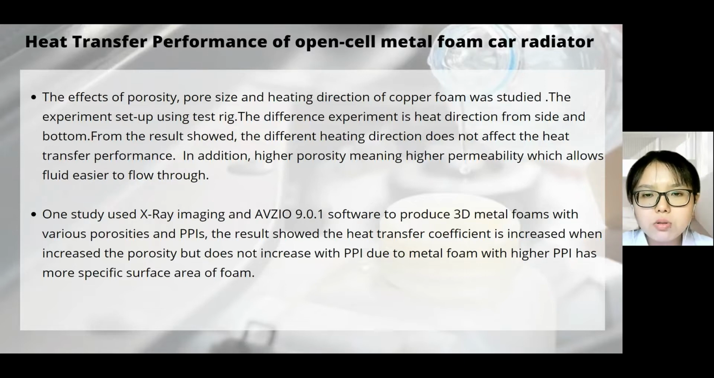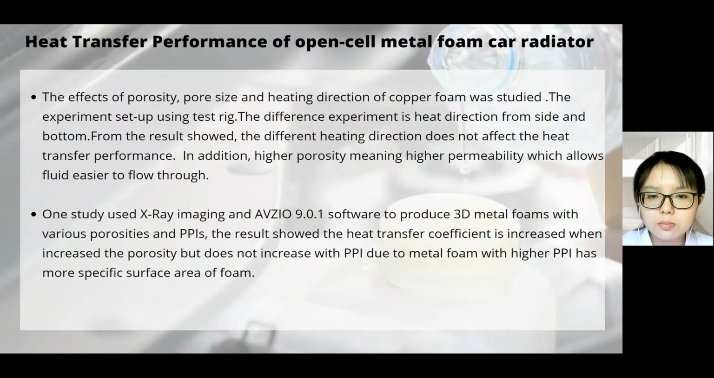One study used X-ray imaging and specific software to produce 3D metal foams with various porosities and PPIs, which is pores per inch. The result shows that the heat transfer coefficient increases when the porosity increases, but does not increase with pores per inch, because the metal foam with higher pores per inch has more specific surface area than foam.